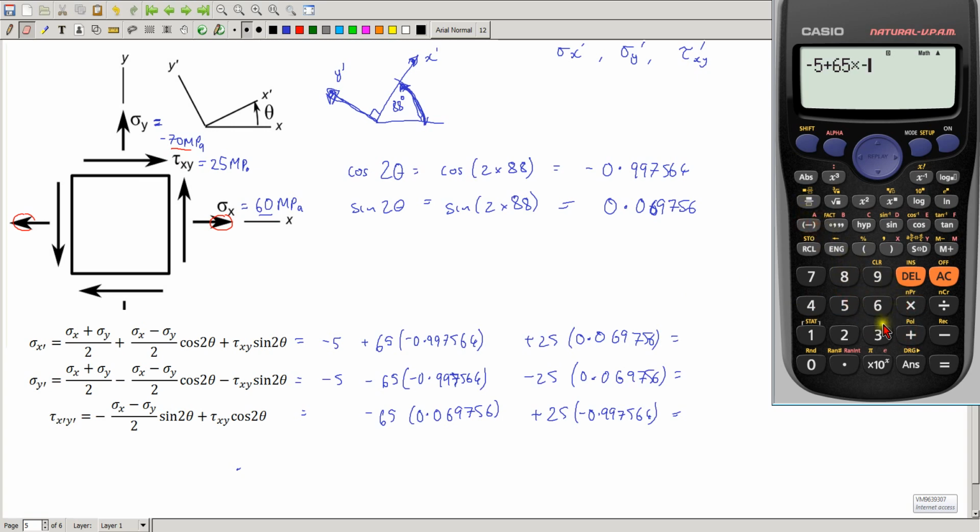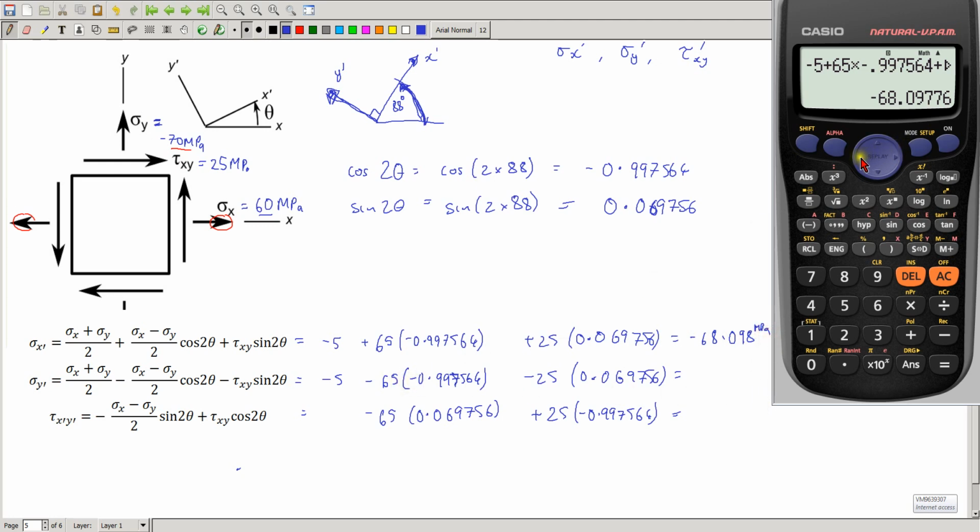Times by minus 0.997564 plus 25 times 0.069756. What about now? So the x was 60 and that's become minus 68. Yeah, so it's kind of switched. 0.98 and that'll be megapascals.